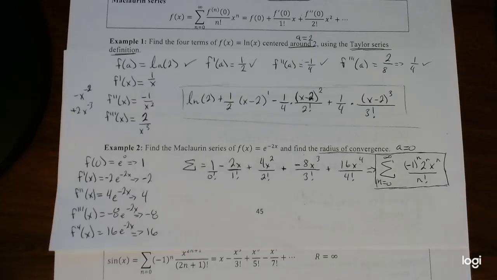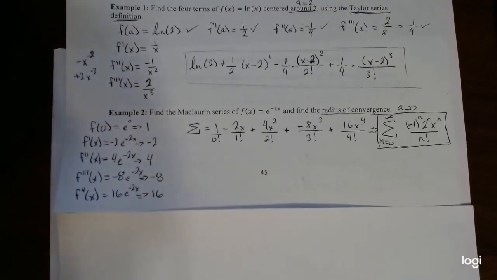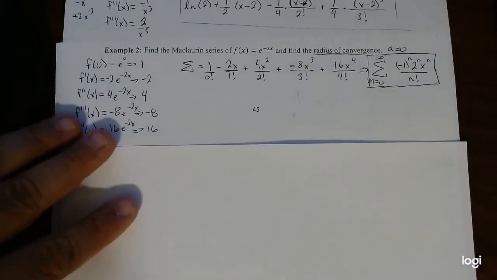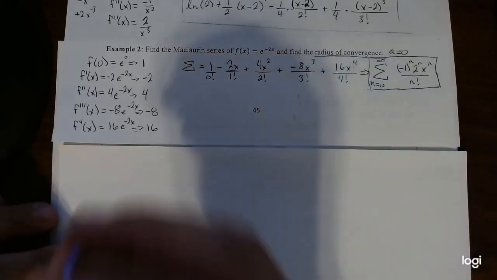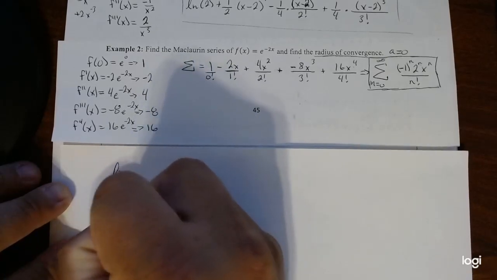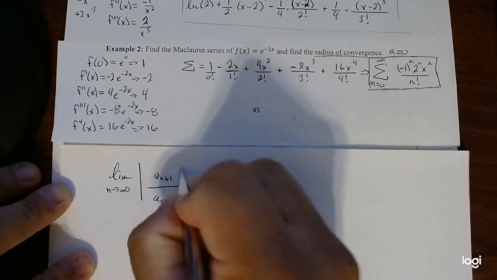Now, unfortunately, we're not done here, because they also asked us to find the radius of convergence. Whenever you're asked to find the radius of convergence, always go back to the definition and use either the root or the ratio test. In this case, we're going to use the ratio test. The ratio test, if you don't remember, is taking the limit as n goes to infinity of the absolute value of a sub n plus 1 over a sub n.